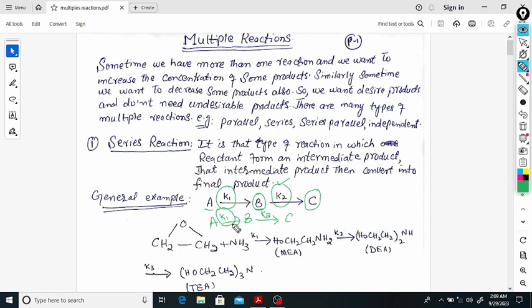Now this K1 depends on temperature and concentration of this product. This K2 depends on the collision of molecules, the temperature, etc. The general example is this molecule, which reacts with ammonia. So here you can see ethylene oxide reacts with ammonia and it gives us the monoethanolamine, and that monoethanolamine is then converted into the diethanolamine, and the diethanolamine again is converted into the triethanolamine. So this is the component A, which is converted into B, which is monoethanolamine. It is converted into C, which is diethanolamine, and this diethanolamine is converted into triethanolamine, which is D. So this is again a series reaction.